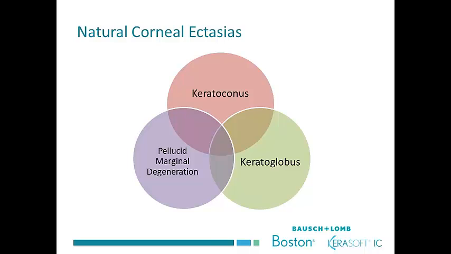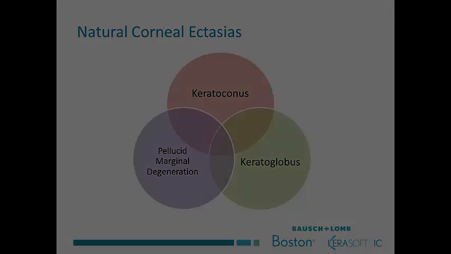Then you have pellucid marginal degeneration, whose onset is usually in the 4th to 5th decades, and that can continue to progress. And lastly, there's keratoglobus. And keratoglobus is often a congenital condition, but there are acute cases that can be progressive in some situations.